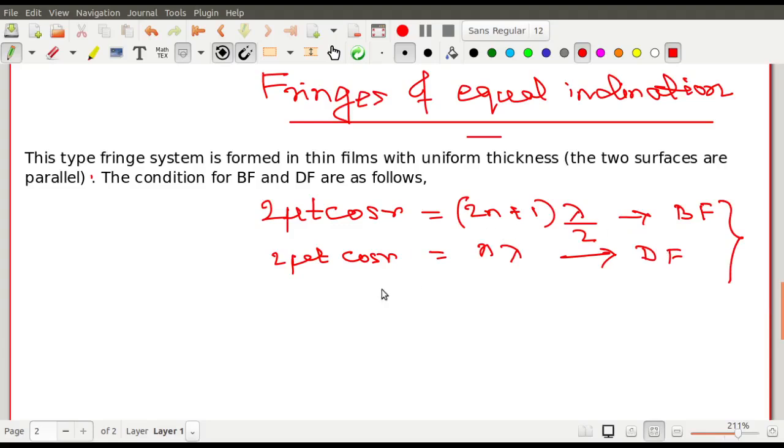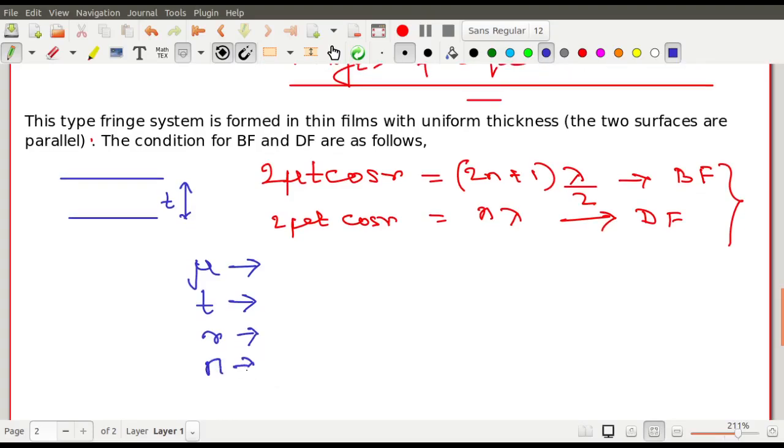So this is the bright fringe and this one is the dark fringe condition, where n is the order number of the fringes. So you will write it over here, the usual meanings of the terms. So mu is the refractive index of the film, t is the thickness of the film which is uniform over here, meaning the thickness is t throughout. So I am speaking of films of this particular type, not the wedge shaped, it is the uniform thickness film. So t is fixed over here. Now r is the angle of refraction and n is the order number of the fringe.